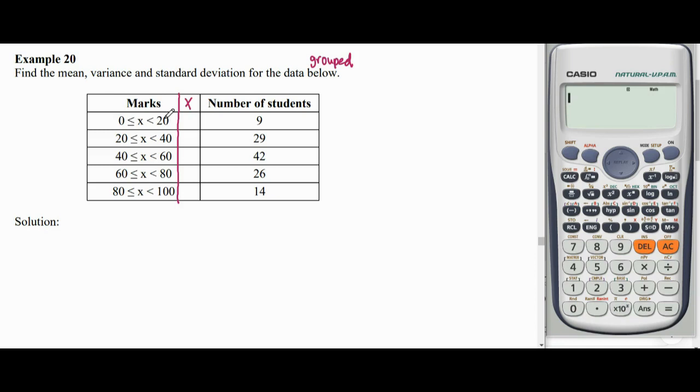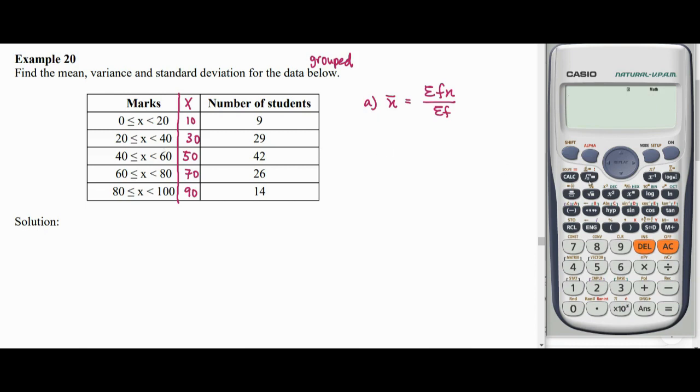So 0 plus 20 divided by 2, it will be 10. Then follow up. Here, add on, divide by 2, 60 divided by 2 will be 30. Find out the midpoint to represent the class. Then for question A, in order to find the mean, it will be summation of fx over summation of f.